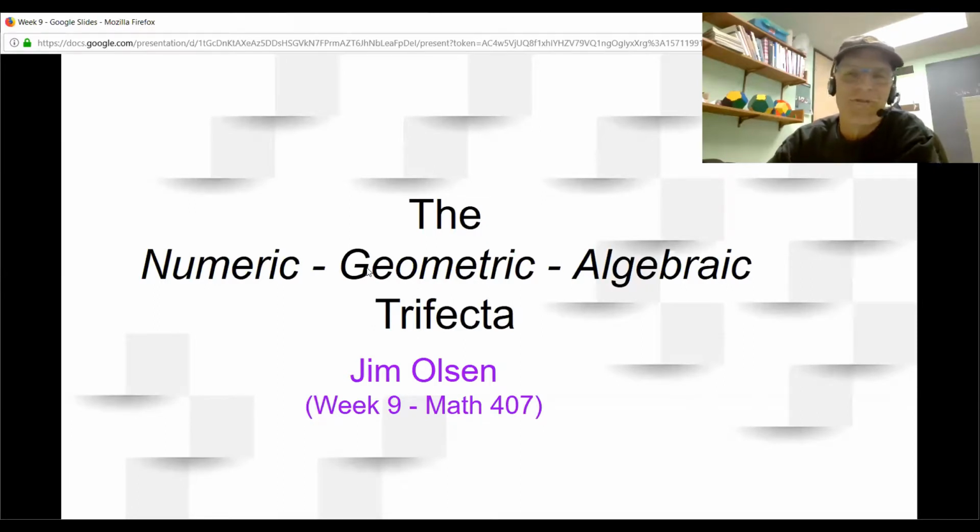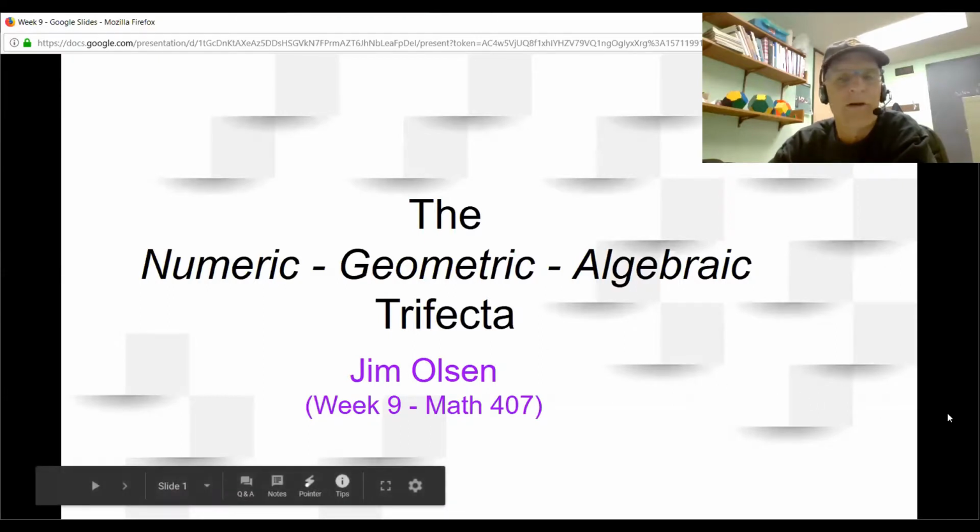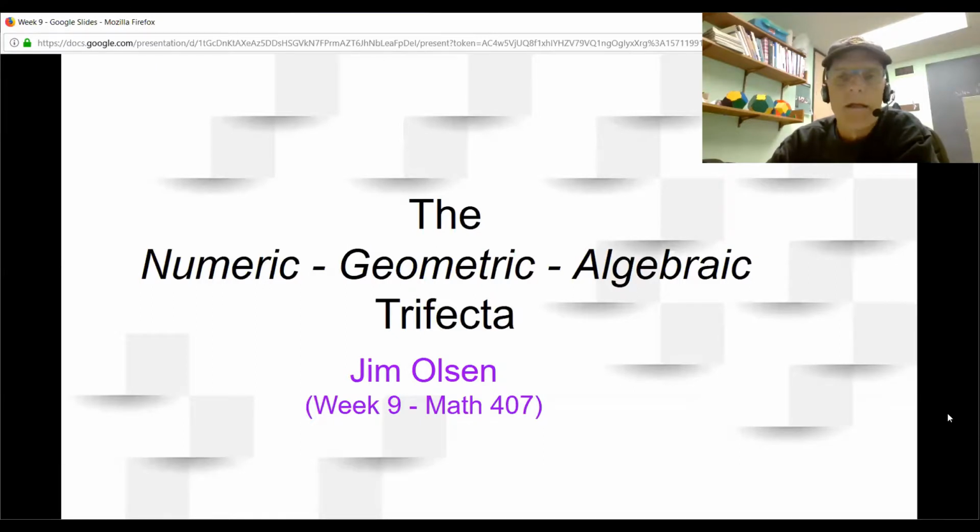My name is Jim Olson, and I'm excited to tell you about what I'm calling the numeric, geometric, and algebraic trifecta. This is a really cool form of mathematical reasoning that's going to help you in many, many ways in the future. And it's a nice little problem that is accessible to middle school students, but can also be a challenge for high school and college students. At the end of the video, I'll give you a little bit of background and theory, but let's get into it.